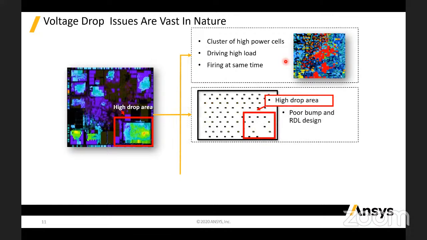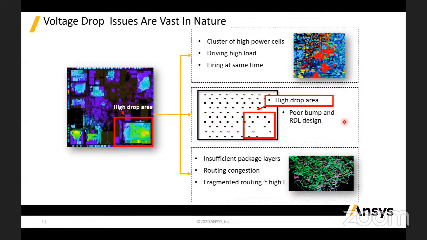There could be other reasons as well. It could be that the high drop area is situated in a part of the IC layout where the bump and the RDL layer are poorly designed or very weakly connected. Or it could be entirely an issue with the package layer routing, where the number of package layers is probably insufficient and the routing is so congested that the fragmented routing leads to high inductance in that particular area, which in turn causes a high L di/dt, which in turn results in a high dynamic voltage drop in that particular area. As we can see from this slide, the voltage drop issues are varied in nature and they can happen due to a multitude of reasons.